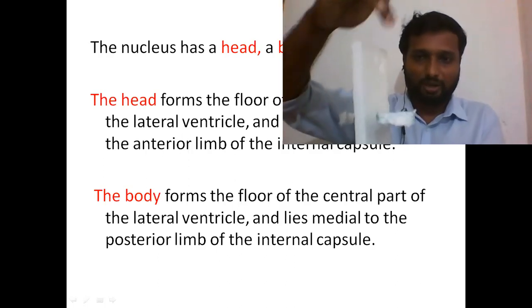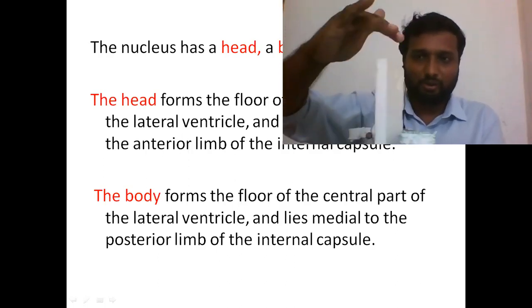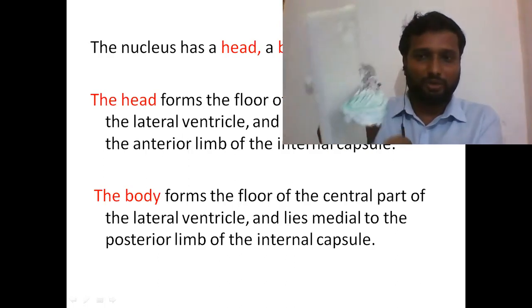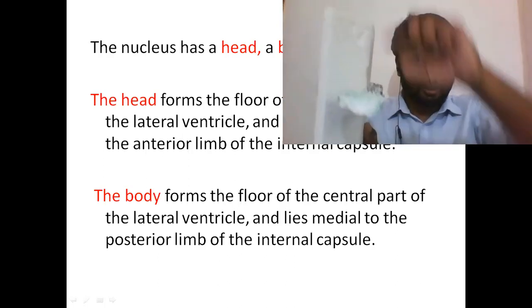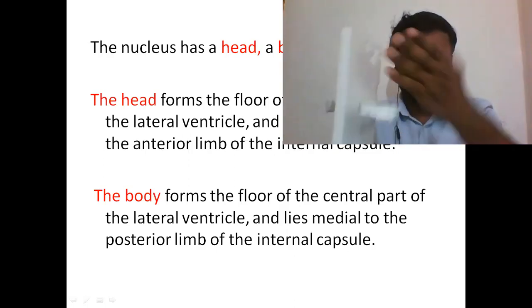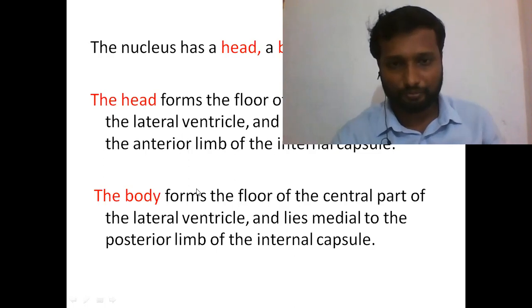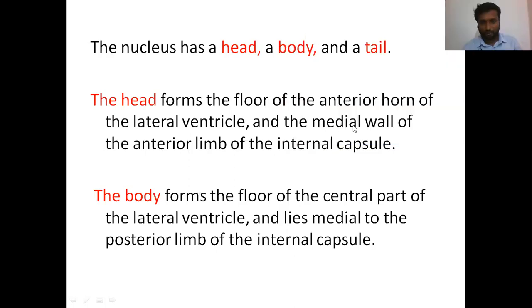So that second point is clear. It forms a medial boundary, meaning it lies medial to this anterior limb of the internal capsule. That point is clear now. See, this is the anterior limb. This is the head. So the head lies medial to this anterior limb. See, it forms the medial wall of the anterior limb of the internal capsule. And the first point, that it forms the floor of the lateral ventricle, we have to discuss again.